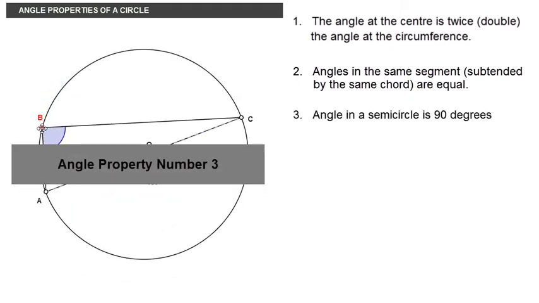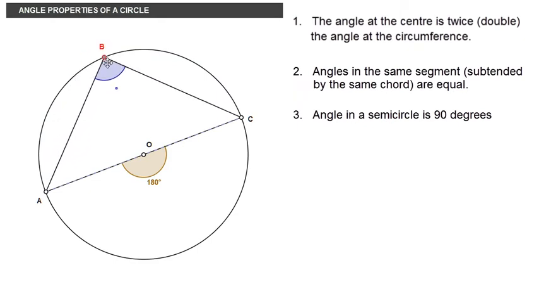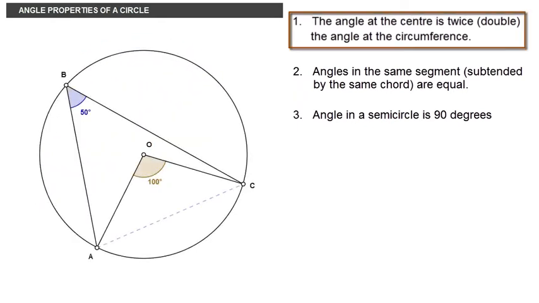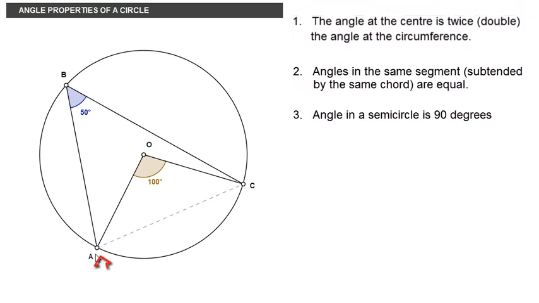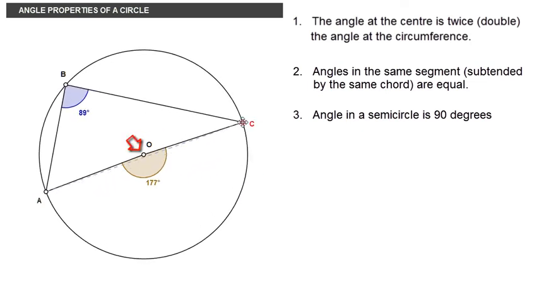The third property states that the angle in the semicircle is a right angle, that is 90 degrees. This can be easily proven using the same construction and logic of the first property. The points A and C are moved until the line segment AC forms a straight line with the center of the circle O on it.